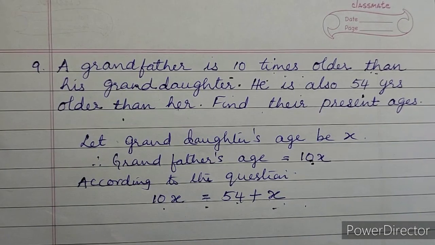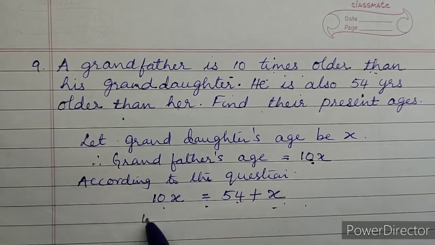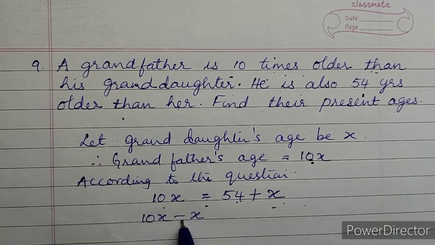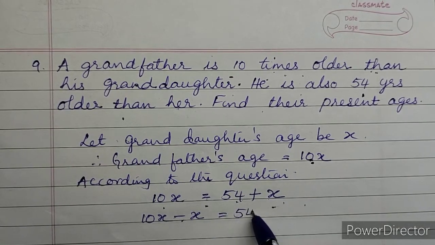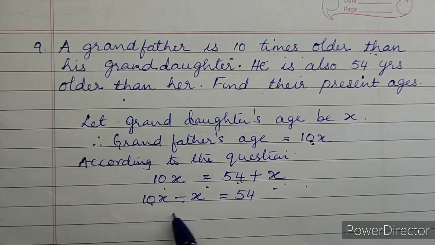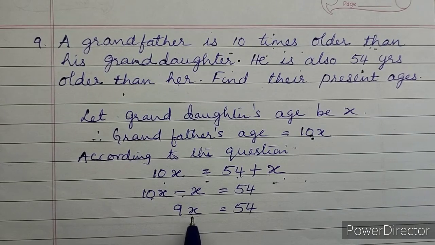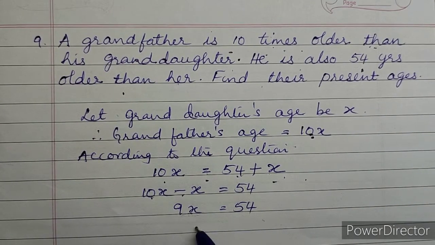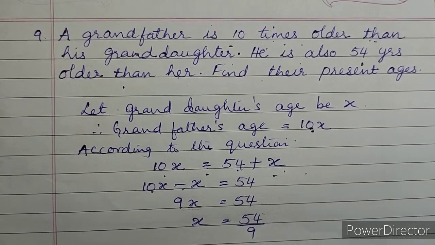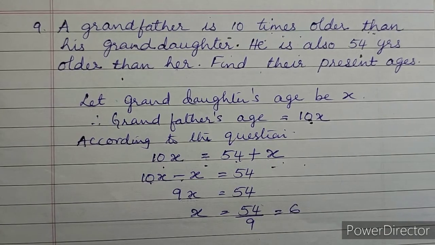Now from this you have to find the value of x. Simple calculation. 10x you have to keep there. x you have to bring to the other side. It will change the sign, minus x equals 54. 10x minus x is 10x minus 1x, it is 9x equals 54. Again here it is multiplication, so on the other side 9 will come down as division. So 54 divided by 9 is 6. So x is equal to 6.